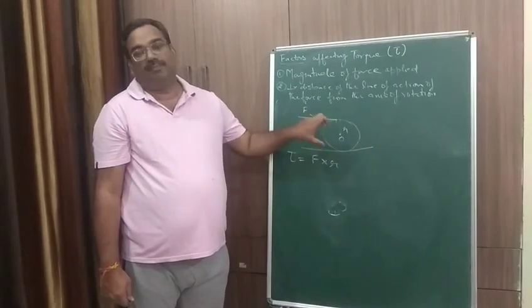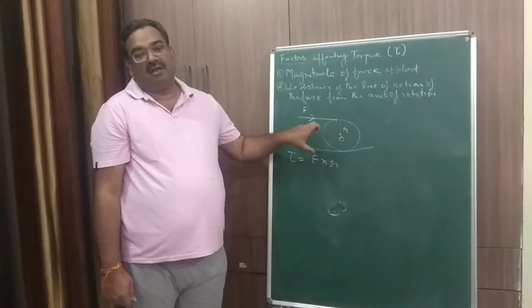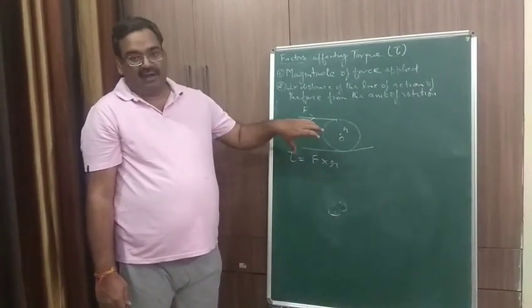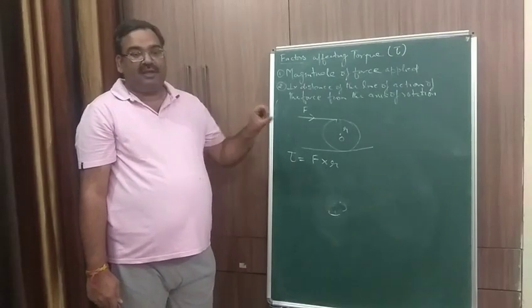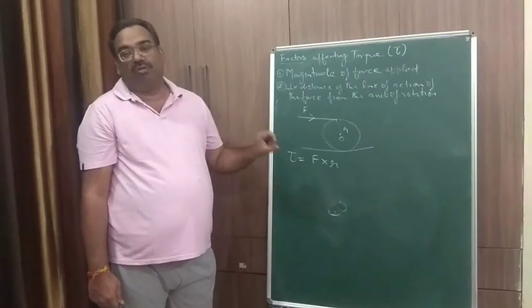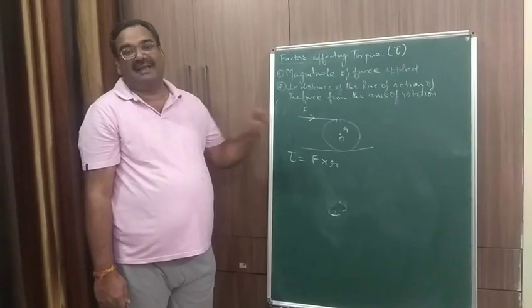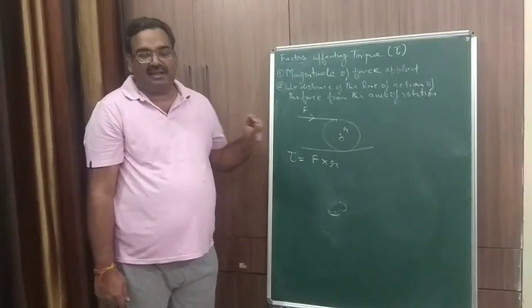This is a very important point to understand. Is it clear? This will make the body rotate. If this perpendicular distance from the line of action of force becomes 0, in that case the body will not rotate, it will skid. It will show only translational motion.